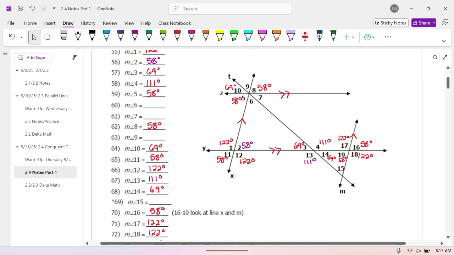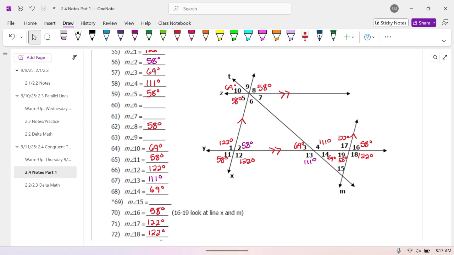All right, someone else. Someone who hasn't talked yet. 9 is 53 because it's supplementary to 10. Right. So 9, you can say it's 53 because if you look, all three of those angles are on a straight line. You got 2 of 3. So if you add those up, subtract from 180, you get 53.